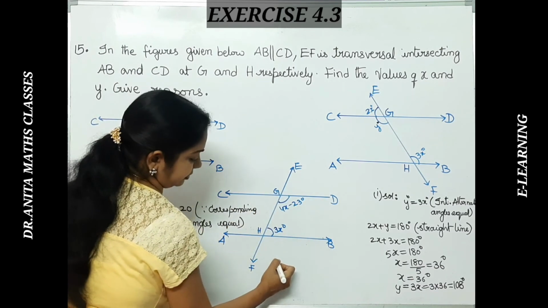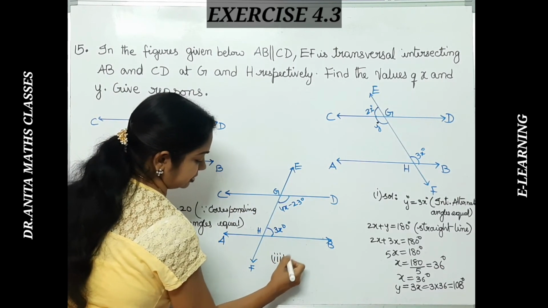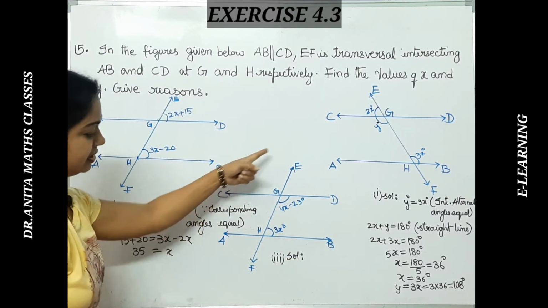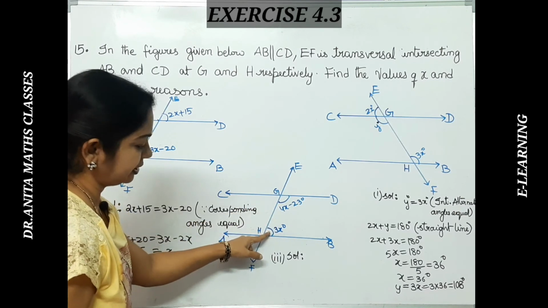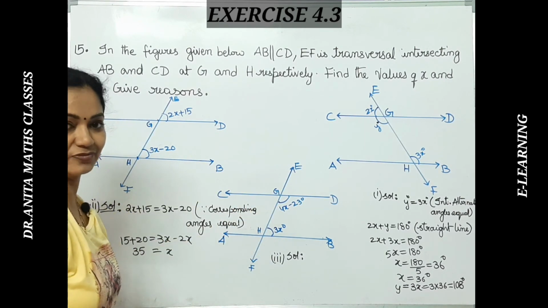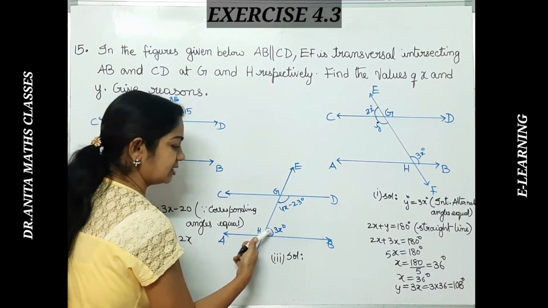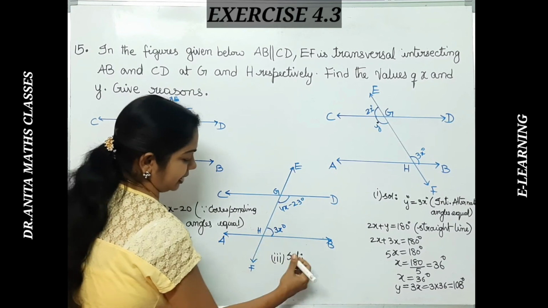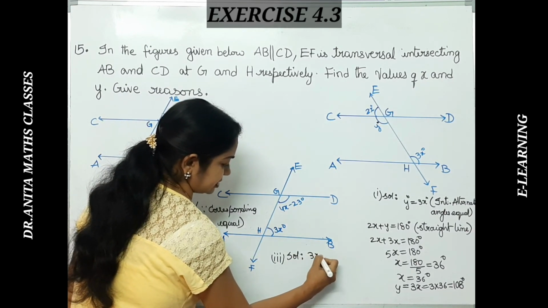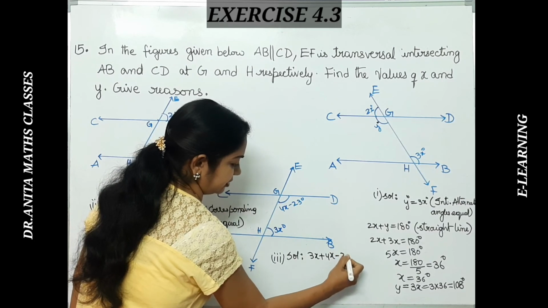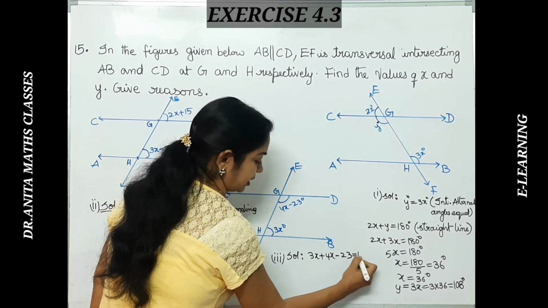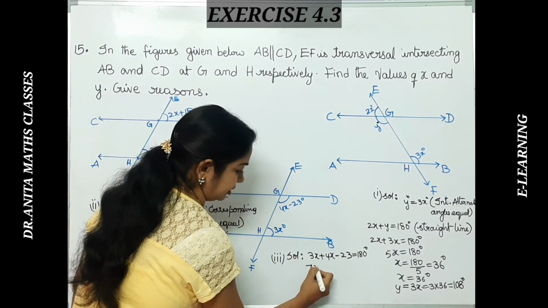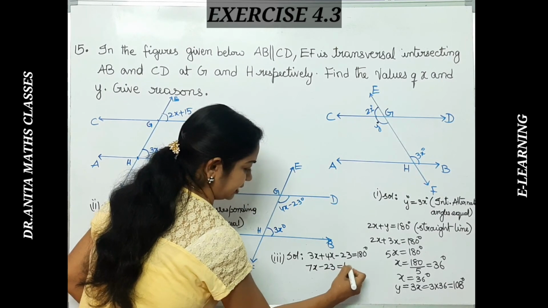Now see the third diagram. The third solution I am writing here. AB is parallel to CD, EF is a transversal, and these two form angles on the same side of the transversal, where the angles on the same side of the transversal are supplementary. So these two must sum to 180. So 3x plus 4x minus 23 equals 180, that means 7x minus 23 equals 180.